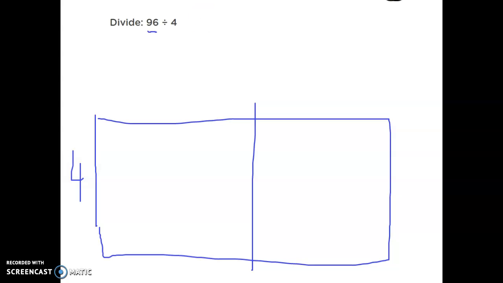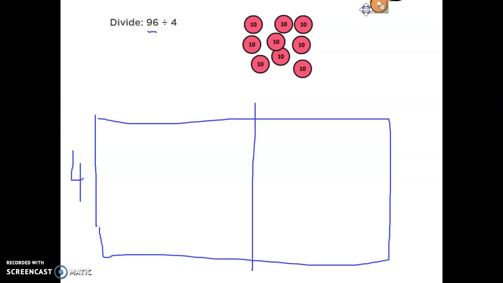I'm going to take my place value discs and I'm going to represent the number 96. So I have 9 tens, 1, 2, 3, 4, 5, 6, 7, 8, 9, and I have 6 ones, 1, 2, 3, 4, 5, 6.